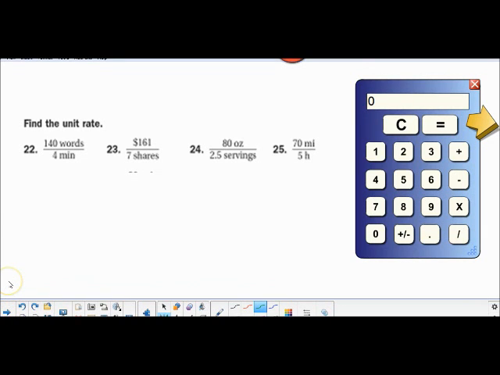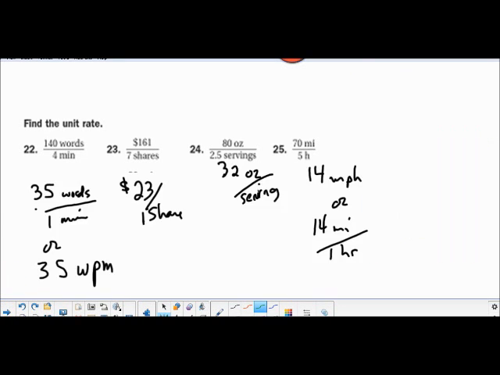Okay, 3, 2, 1. I'm going to switch to the next screen. And so we see the 35 words per minute, and you could abbreviate it WPM, as long as we understand what the labels are, because we would use IFSMU a lot of these, if there's a word problem. So we would have that rate, and we could leave it like that. 23 is $23 a share, 32 ounces for 1 serving or per serving, and then 70 miles in 5 hours is 14 mph or miles per hour.